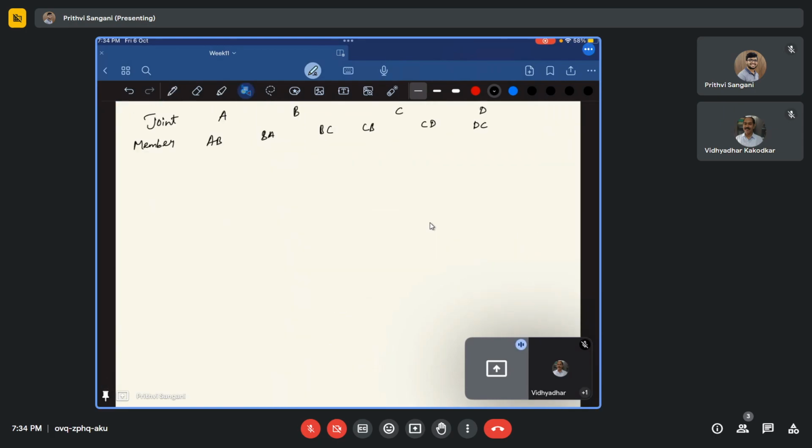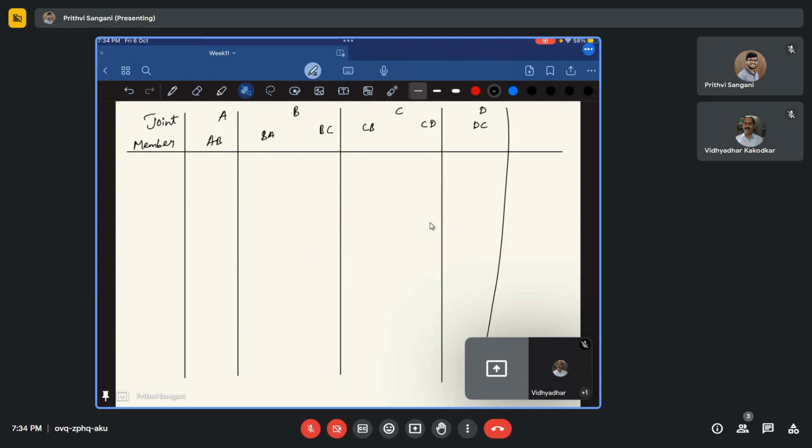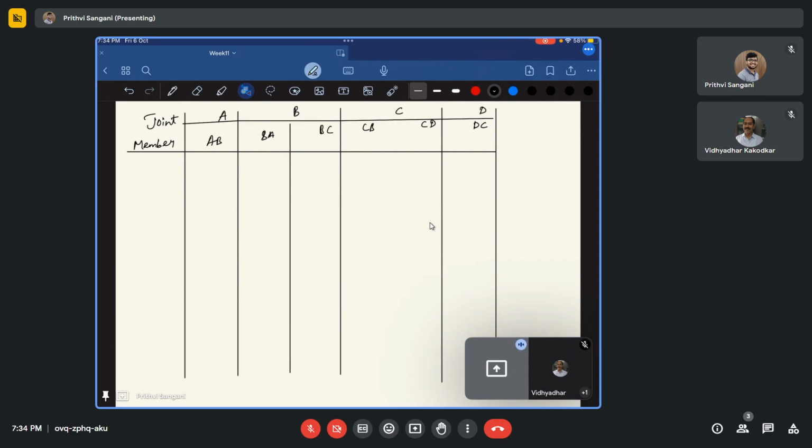So this is how I have defined my joints. Let me just draw it a little more clearly. I'll just erase this so that I can use the space for some calculations. And this is A, this is C, this is D. So we have BC and CB.